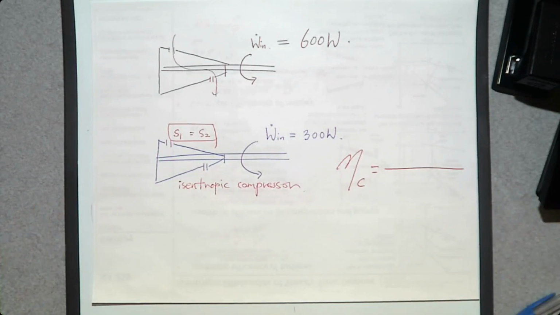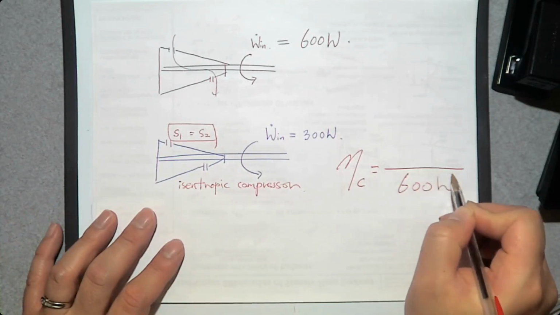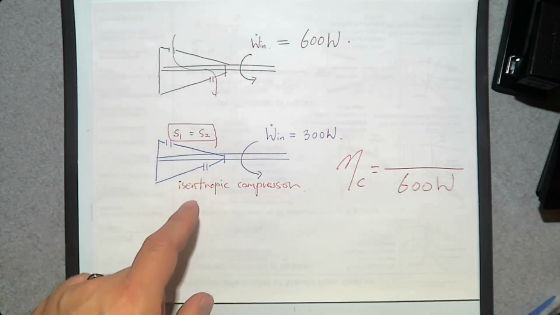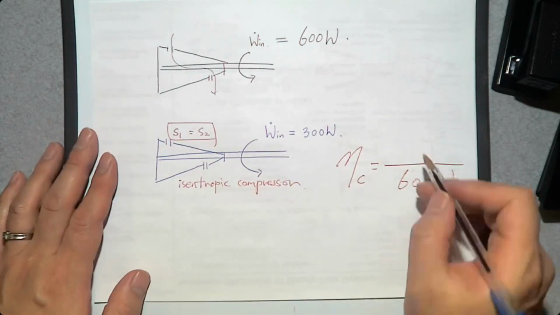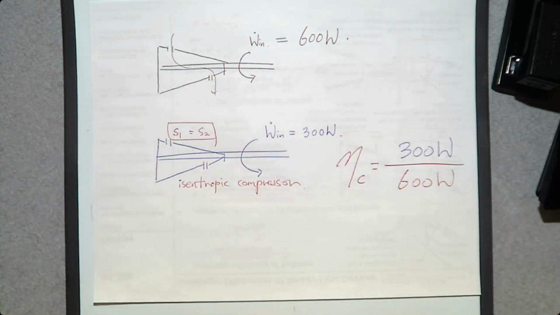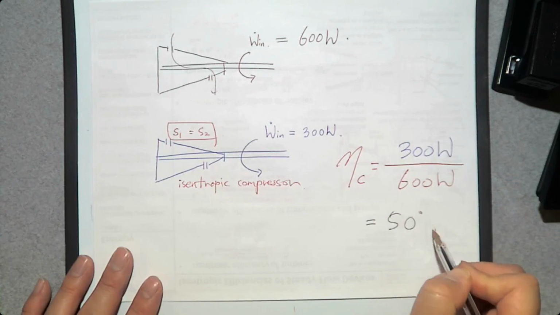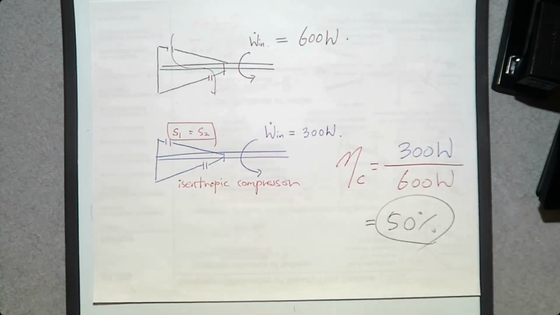Then what is the isentropic efficiency of this compressor? Whichever is the greater value goes to the denominator. My compressor consumes 600 watt, but this ideal compressor can only consume 300 watt for the same job. So what is the isentropic efficiency? 50%. My compressor is only 50% close to the ideal compressor. That's how you can determine isentropic efficiency.